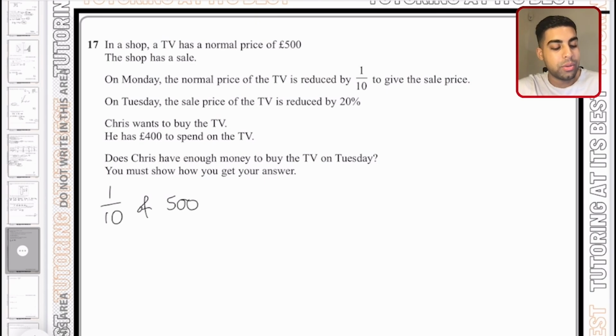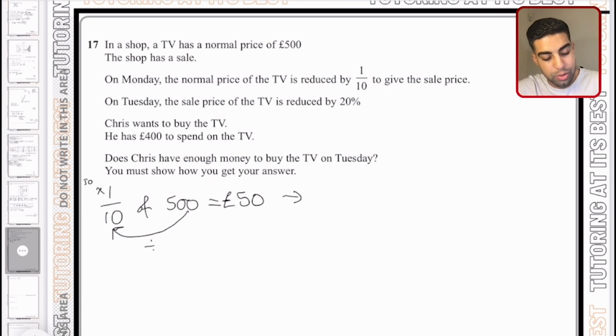And remember what we need to do here? We need to divide by our denominator and times by our numerator. So 500 divided by 10 is 50, and we times that by 1. So we now know 1/10 of 500 is £50. So it's been reduced by £50, which means the sale price is now £450.